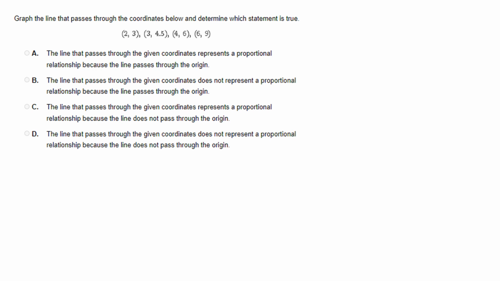This is one of your problems that showed up on Study Island. I wanted to kind of give you an idea of what it's going to look like. Now, they didn't actually give you a graph to do, but this way we can kind of just sketch one. Okay, and it's not going to be perfect.